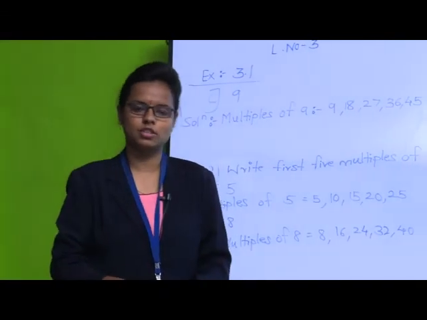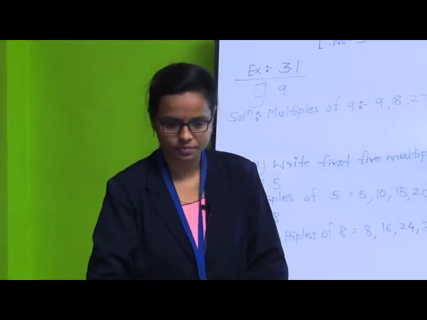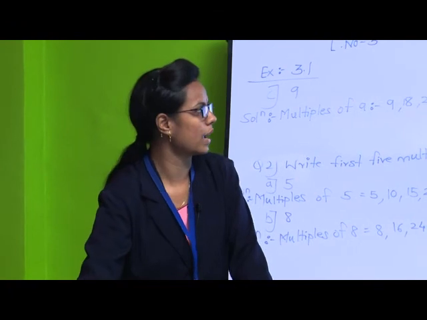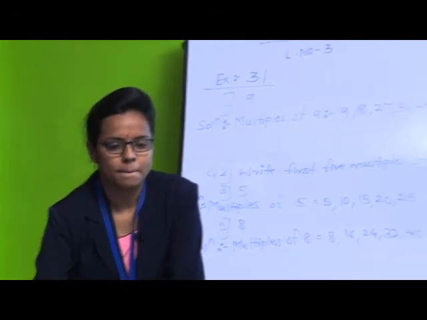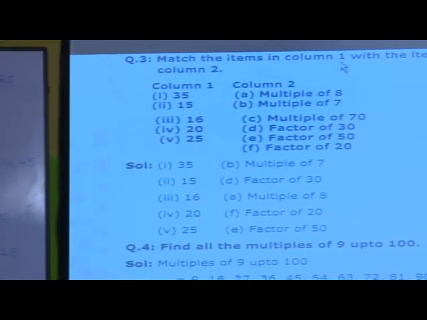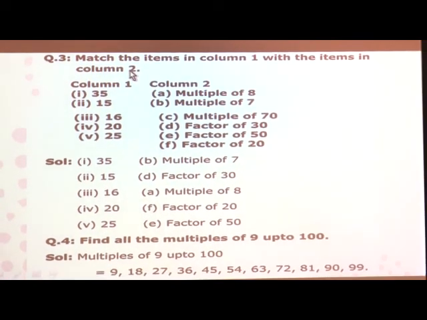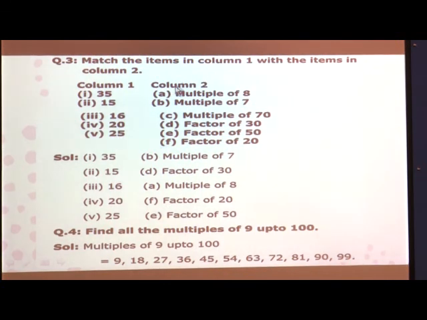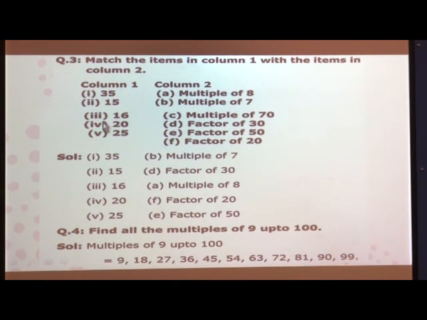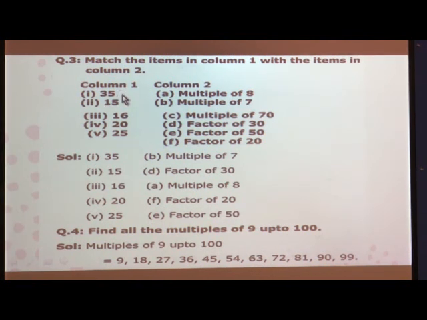Let us solve the next question. Match the items in column 1 with the items in column 2. In column 1, a few numbers are given and we have to find the answer for each. 35. Now, what can be the answer for 35?